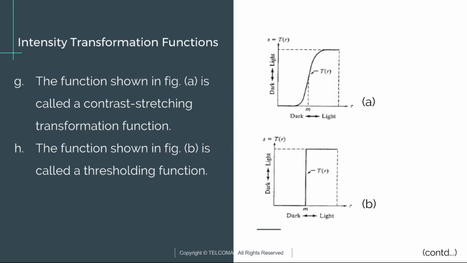The function in figure A is called a contrast stretching transformation function because it expands a narrow range of input levels into a wide or stretched range of output levels. The result is an image of higher contrast. In fact, in the limiting case shown in figure B, the output is a binary image. This limiting function is called a thresholding function, which is a simple tool used for image segmentation.